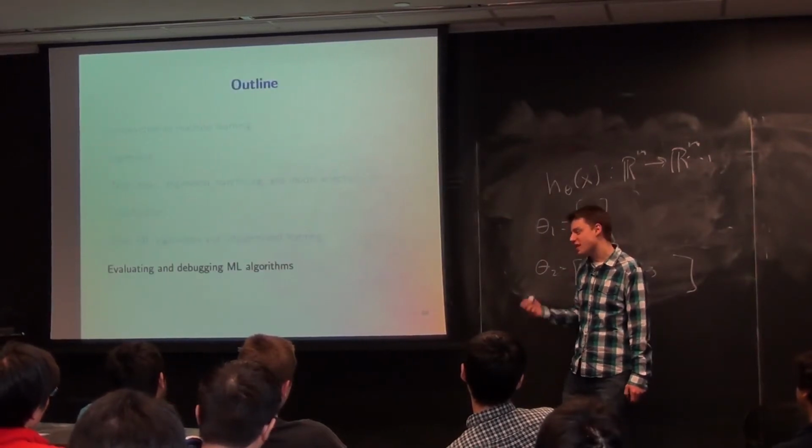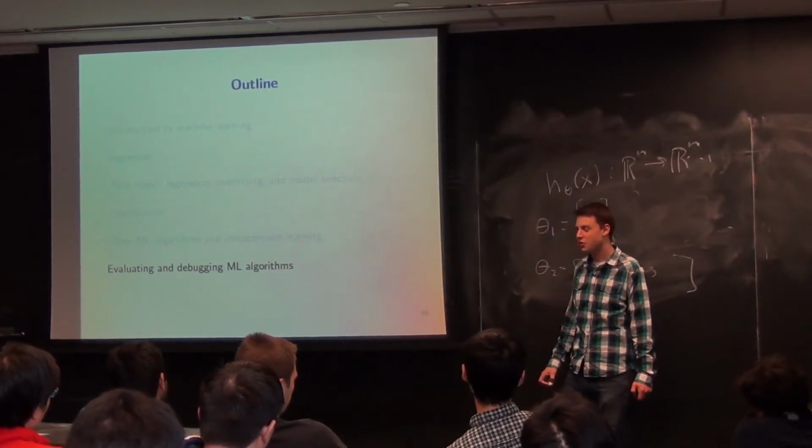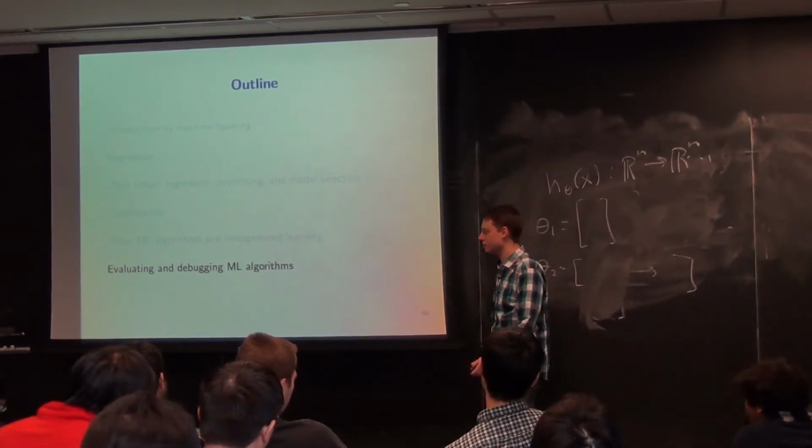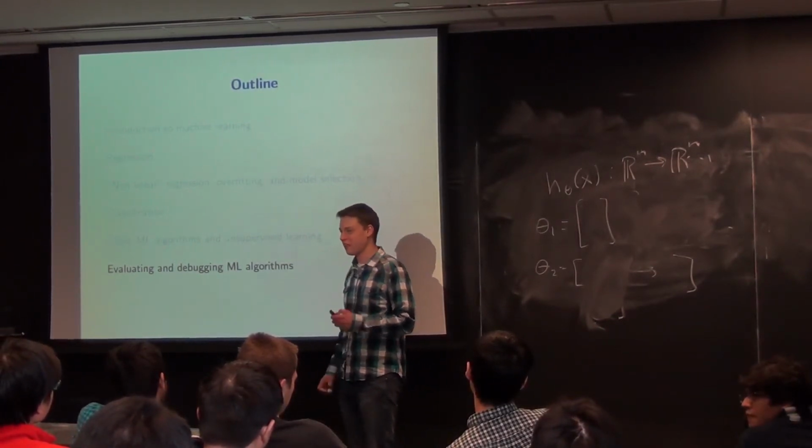And with that, I want to get to the last point here, which, as I said, is the most important point of machine learning. This is how you evaluate and debug algorithms. Any questions? We have 12 minutes left, so hopefully I'll be able to get through all this.